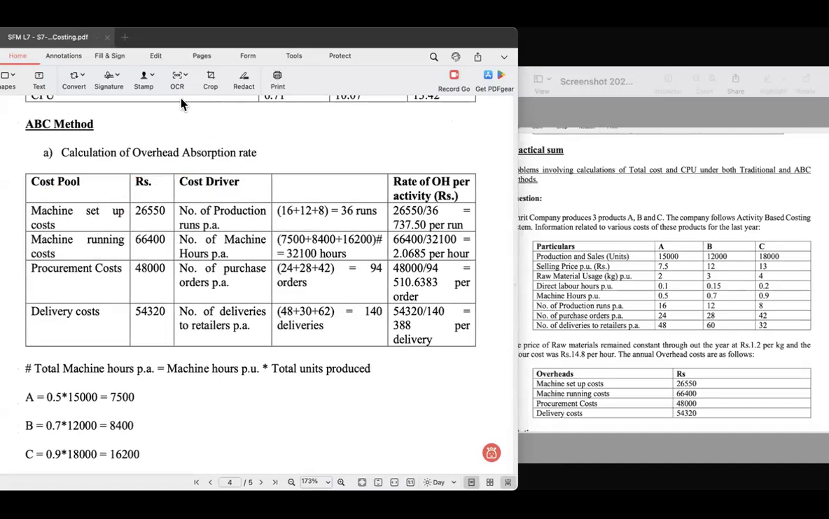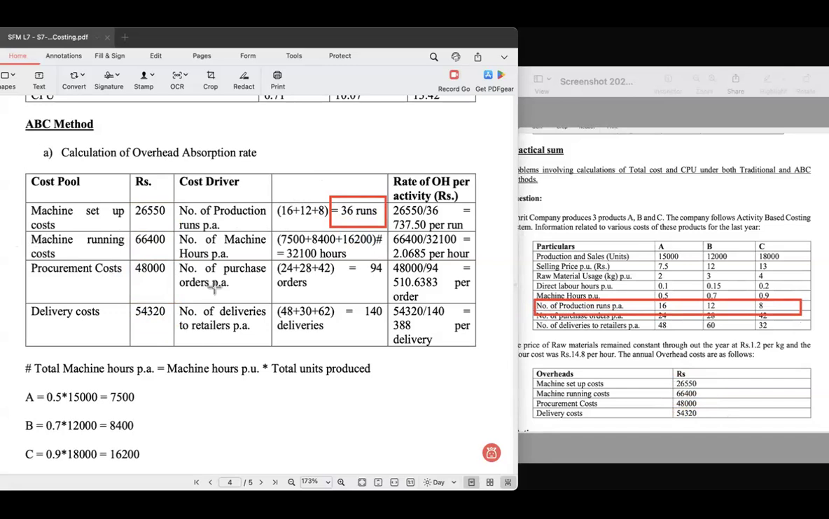So machine setup, we've taken the overhead costs, 26,550, 66,400, which is over here, 48,000, 54,320. Done. Number of production runs per annum. Where is it? Number of production runs per annum here. 16, 12 plus 8. We're going to total it. 36. I will come to machine running cost at last.